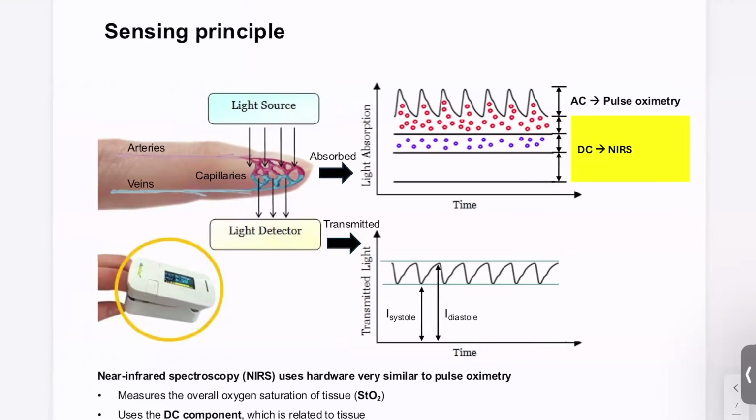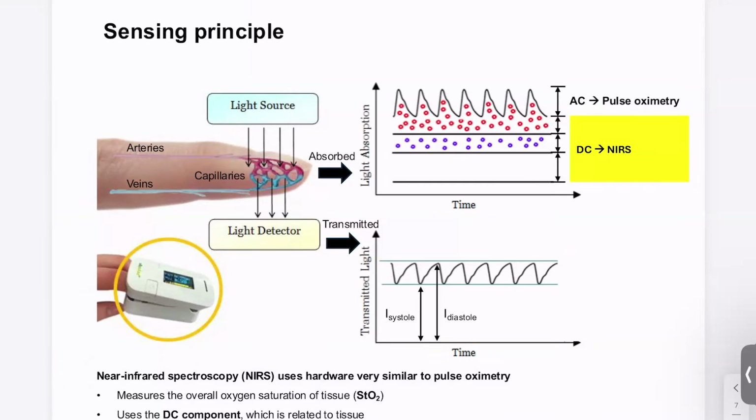So this is the key message I want you to take away from today's class. I mentioned three different techniques. PPG measures heart rate, pulse oximetry measures SpO2, and NIRS measures StO2. Okay. This is a key takeaway you want to bring home today.